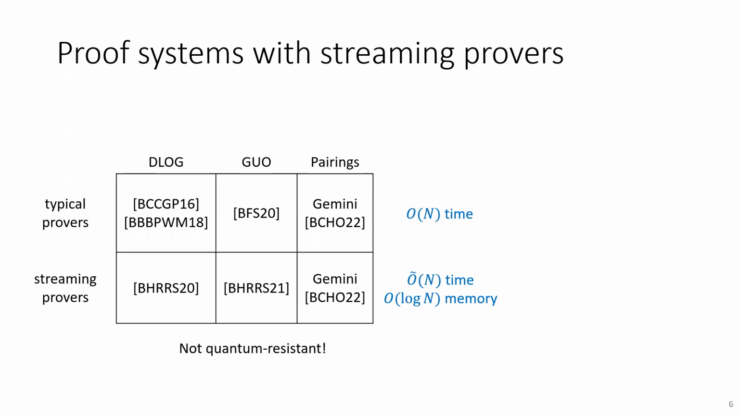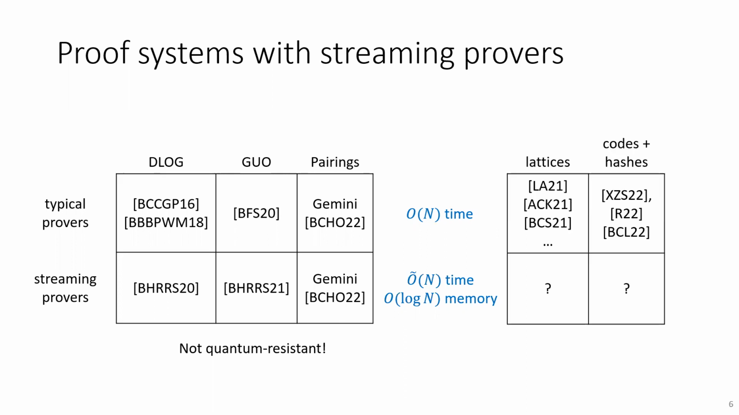Unfortunately, in this picture, we don't have any quantum resistant proof systems with streaming provers. And this is something we really ought to be thinking about. Now, the NIST post-quantum competition is finished. We've got signature schemes now. We've got key exchange algorithms. We should start thinking about more advanced primitives. And there are lattice-based succinct arguments with typical prover algorithms, and also other constructions of succinct arguments based on properties of error-correcting codes and hash functions with post-quantum security. But we don't have anything in the way of streaming provers for these types of constructions of succinct arguments yet.